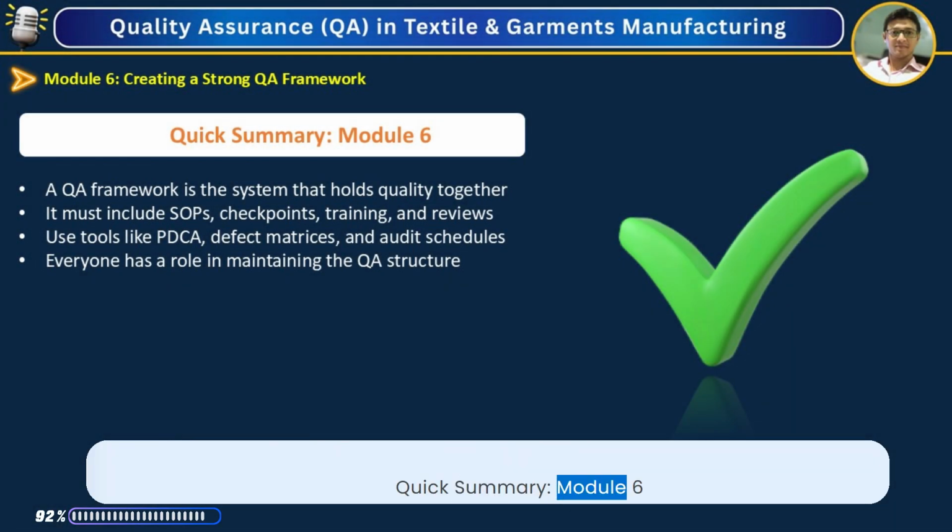Quick summary: Module 6. A QA framework is the system that holds quality together. It must include SOPs, checkpoints, training, and reviews. Use tools like PDCA, defect matrices, and audit schedules. Everyone has a role in maintaining the QA structure.